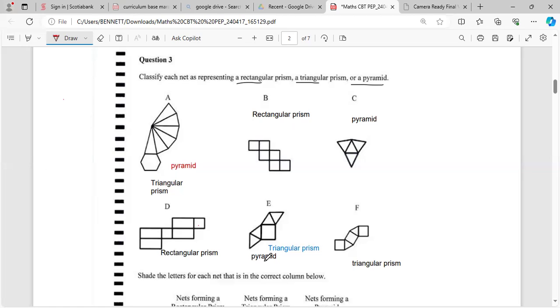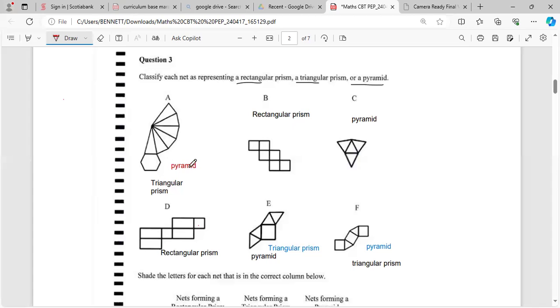Sir, I disagree with F. So you're saying this is not? Sir, I think it's a pyramid. Alright, let's go now. We could discuss it. So all of these, the others are correct then, right? Yes, sir. Alright. So let us see the verdict. So Khalil thinks this is a triangular prism, while Abby thinks this is a pyramid.